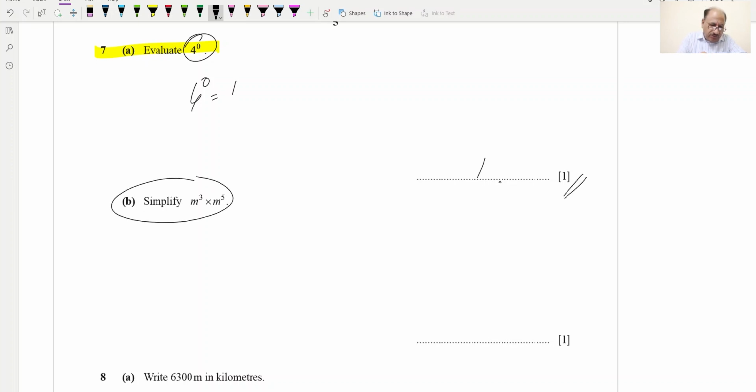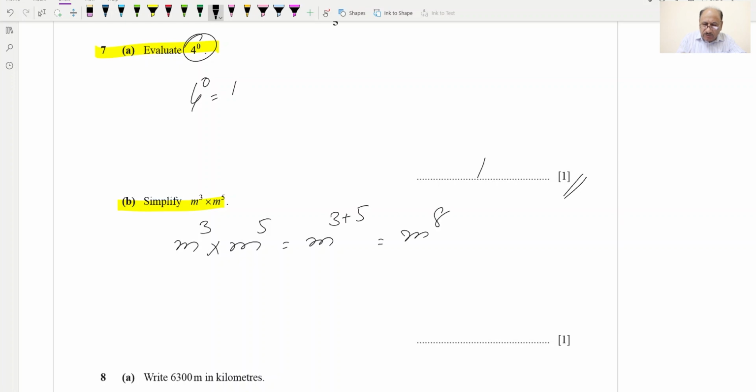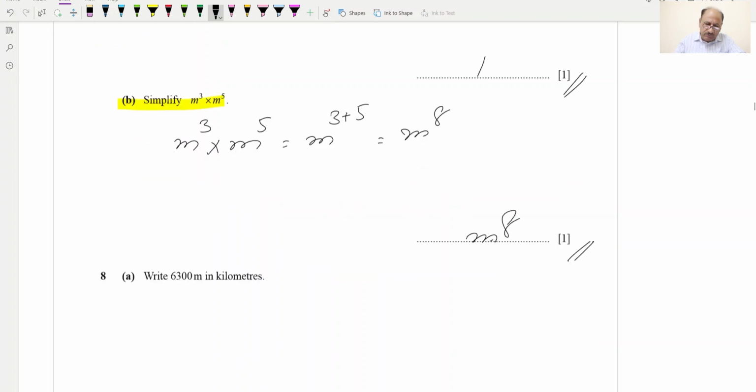Then simplify. To simplify this, we know that the bases are same and they are being multiplied, so their powers will be added. So we can write m raised to 3 plus 5, so this will be equal to m raised to the power 8. So the answer will be m raised to the power 8. This is a 1 mark question.